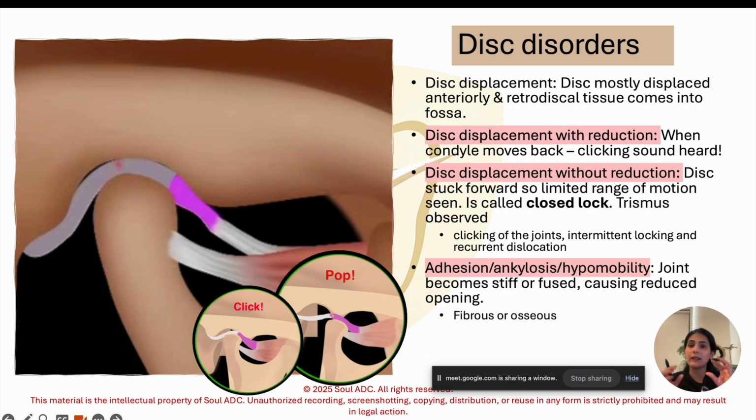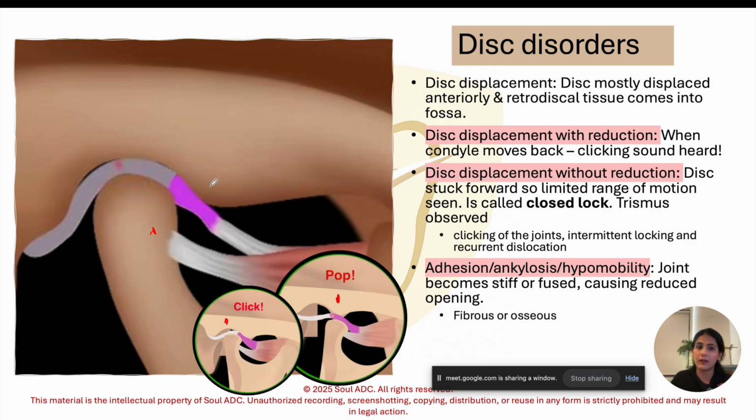With the word reduction, we mean that it is going to go back. The problem can still be manageable. So disc displacement with reduction is where the condyle moves back. This condyle will go back from this position to this position, and there will be a click or a pop sound that can be heard.